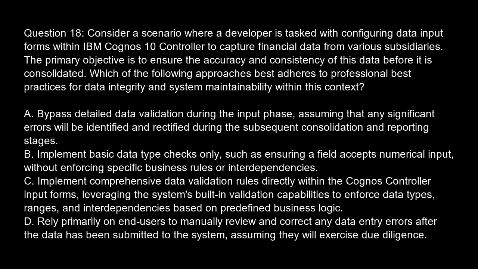Option A. Bypass detailed data validation during the input phase, assuming that any significant errors will be identified and rectified during the subsequent consolidation and reporting stages. Option B. Implement basic data type checks only, such as ensuring a field accepts numerical input without enforcing specific business rules or interdependencies.